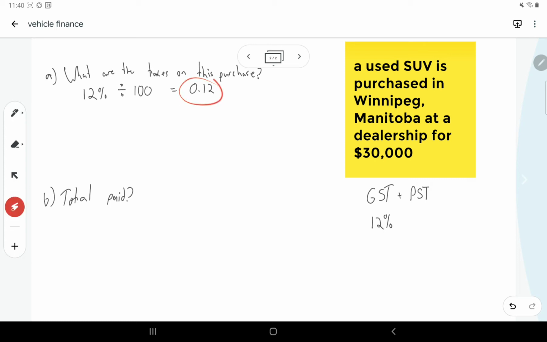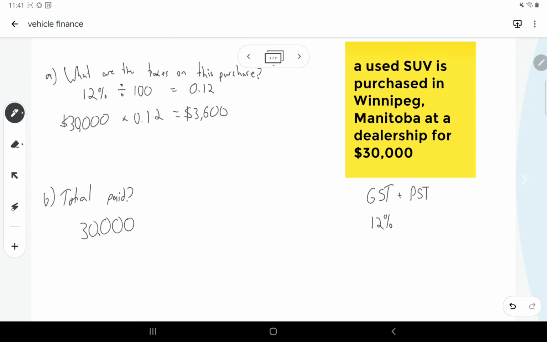Once you have the percent as a decimal, you just take the value that you're trying to find the percent of, and then you multiply by this decimal. So we have 30,000 times 0.12, which will give us our taxes here, for a total of $3,600. That's how much you're paying just in taxes, so that's the PST and GST that you're paying. Now when it asks what is the total amount paid, all that means is, here's the price of the car, and then there's the extra money that you paid just for taxes.